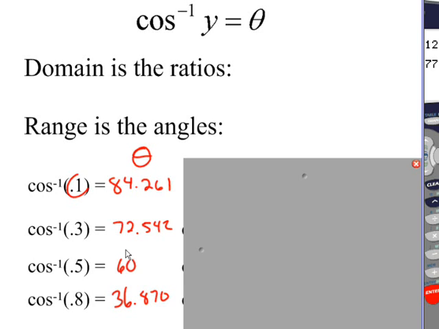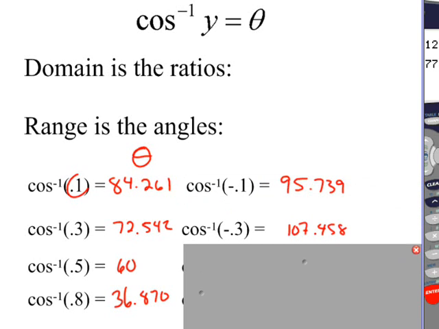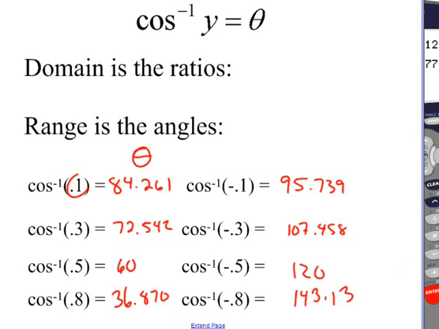All right, if I switch now and go negative ratios, I end up with these for answers. All right, so you might want to think, okay, how do these numbers relate to each other? So if you look at them, 84.264, 95.739, the easiest one to see is 60 and 120. They should all add to be 180 degrees. Okay, these guys are in our first quadrant, and these guys are in our second quadrant.